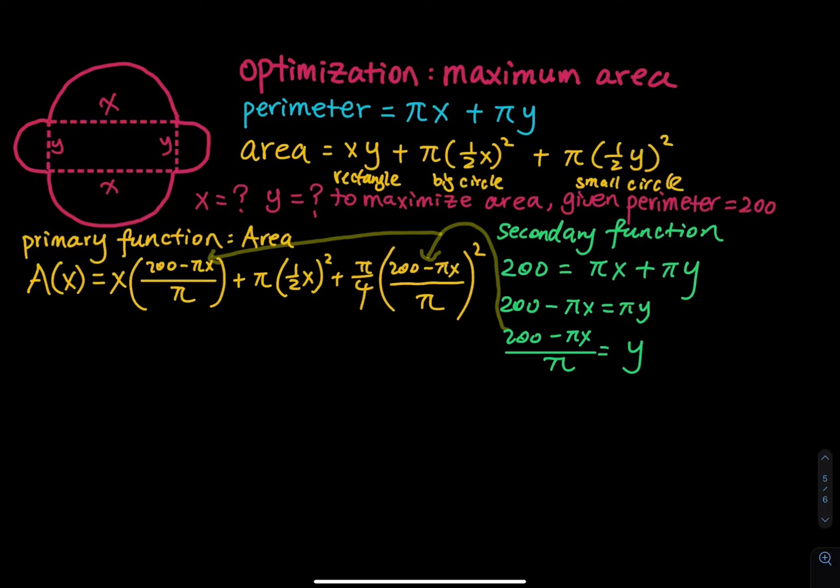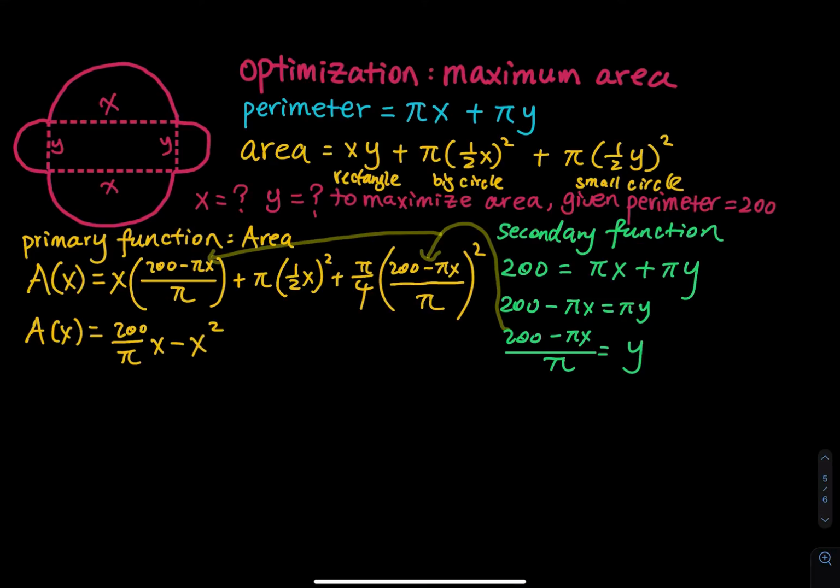All right, so now this is in terms of one variable x. Okay, let's clean this up a little bit and then we will move on to the derivative. So we have A of x equals, let's distribute the x. So we have 200 over pi times x, and then minus, the pi got cancelled, and then we have an x squared.